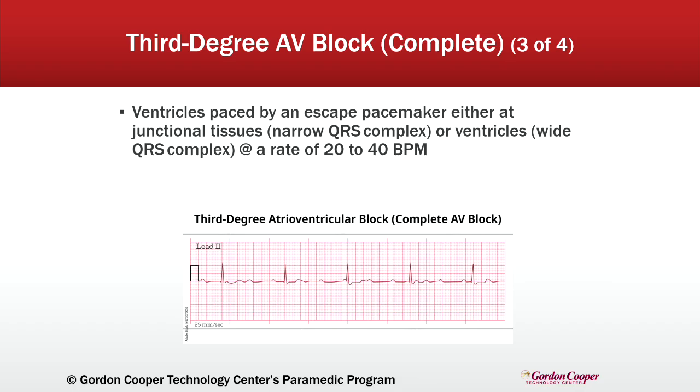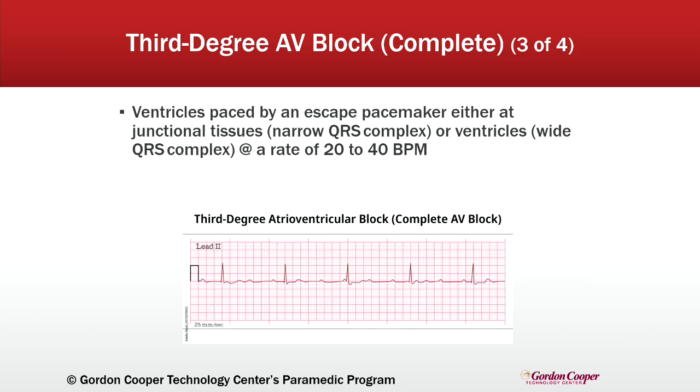Now that pacemaker can come from either the AV junction, which is between the atria and the ventricles, or from the ventricles themselves. Now if the pacemaker is in the AV junction, the QRS complexes will be narrow because the impulse is still being conducted somewhat normally through the His-Purkinje system. However, if the pacemaker is in the ventricles, the QRS complex will be wide and bizarre looking, since the impulse has to travel more slowly through the muscle tissue rather than the usual conduction pathway.